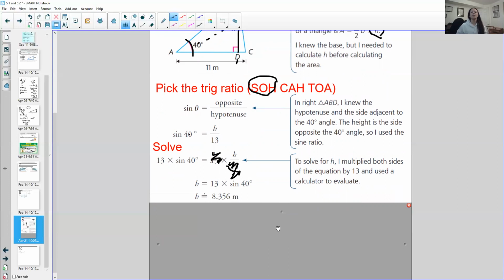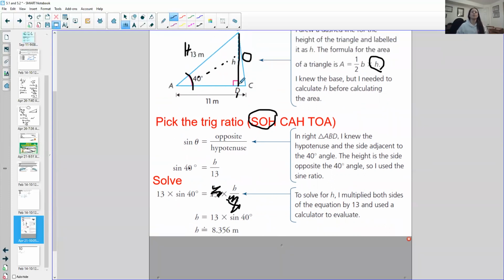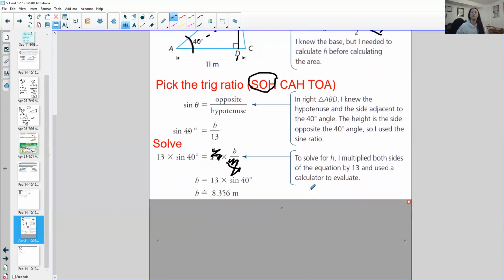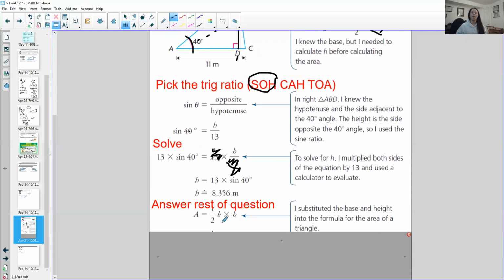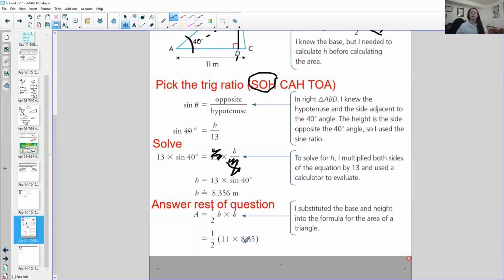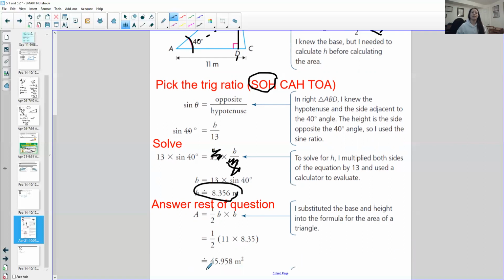8.356. Now, we found the height, but we still have to answer the question, which asked us to find the area. So now I'm going to go base times height divided by 2. Area is base times height divided by 2, or half base times height. My base was 11. My height we just found from here, and then divide by 2. Plug it all into your calculator, and you should get an area of about 45.96 meters squared.